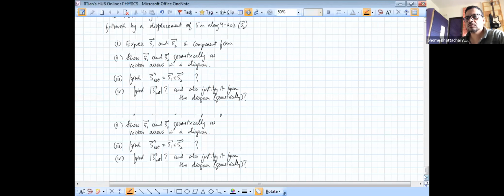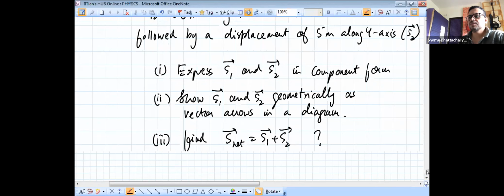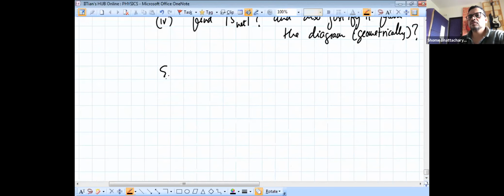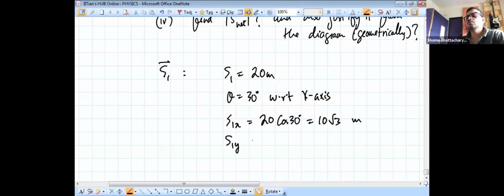So first of all, if we express in component form, we'll see that for the displacement S1, it is given to you that the magnitude of S1 is 20 meters, and this is at theta equal to 30 degrees with respect to x-axis. So the displacement's x component, S1x, let's say, becomes 20 cos 30, which we've seen earlier today is 10 root 3 meters, and S1's y component becomes 20 sine 30, which is 10. We've seen all this earlier today also. So the calculation should not be difficult for you at all.